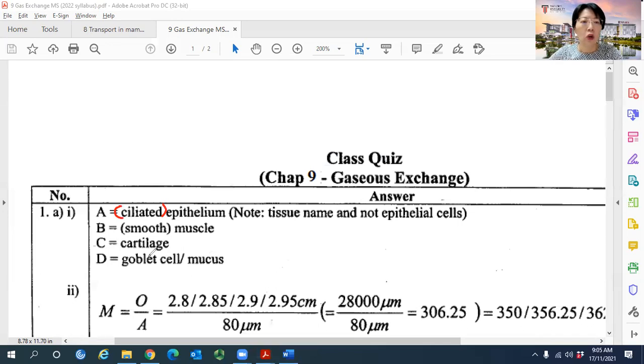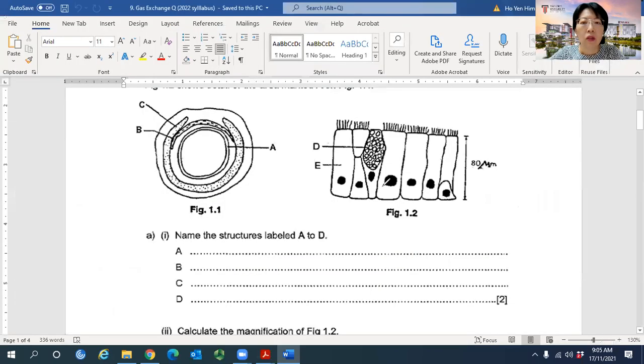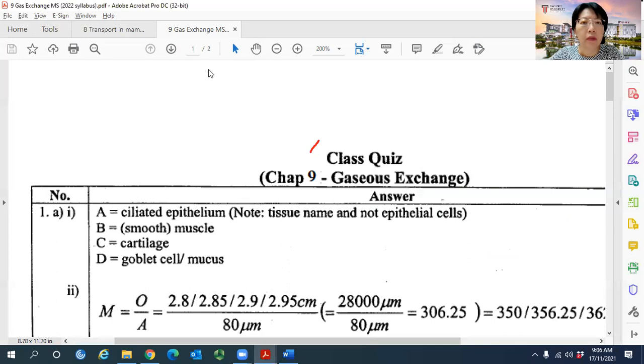So you can write C-shaped cartilage, or you can write cartilage also can. Okay. So D is goblet cell or mucus. So look at D here. D is pointing to this cell, which is a goblet cell. It is also pointing into the mucin droplet inside the goblet cell. So I will also accept if you write mucin droplet, because it's pointing to one droplet. Okay, so goblet cell, mucus, or mucin droplet.